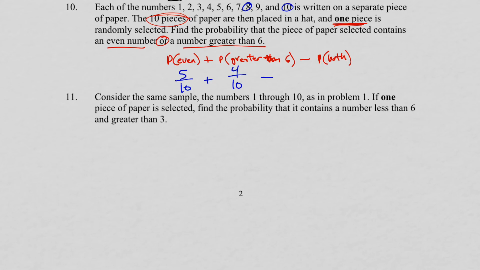Yeah, so 8 and 10, they're greater than 6, and they're even. They're both happening at the same time. So there's 2 of those. Okay. So 9 minus 2 is 7, and we can't reduce it, so we are done.